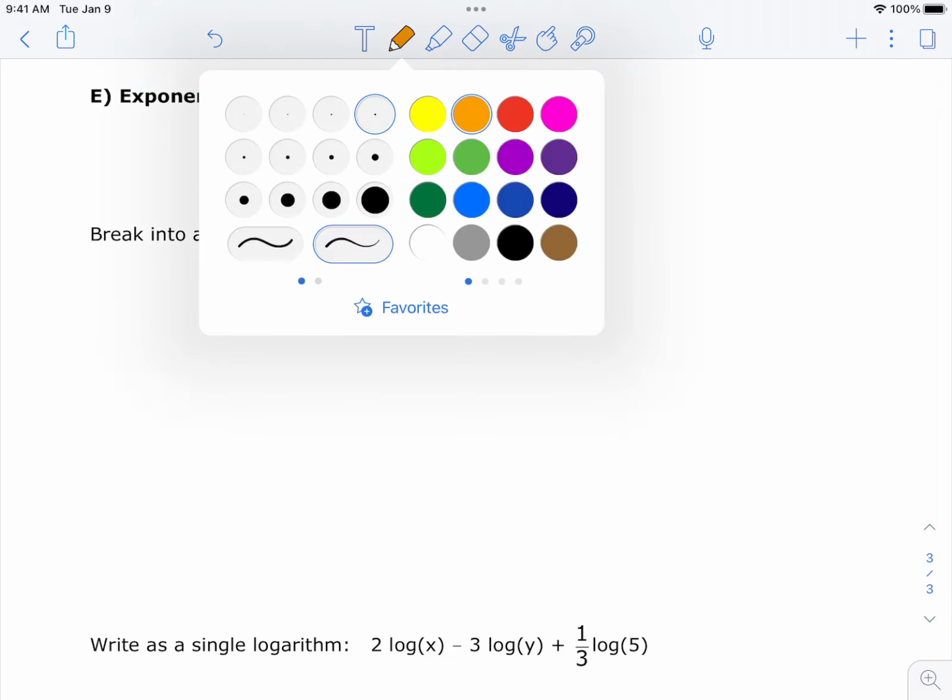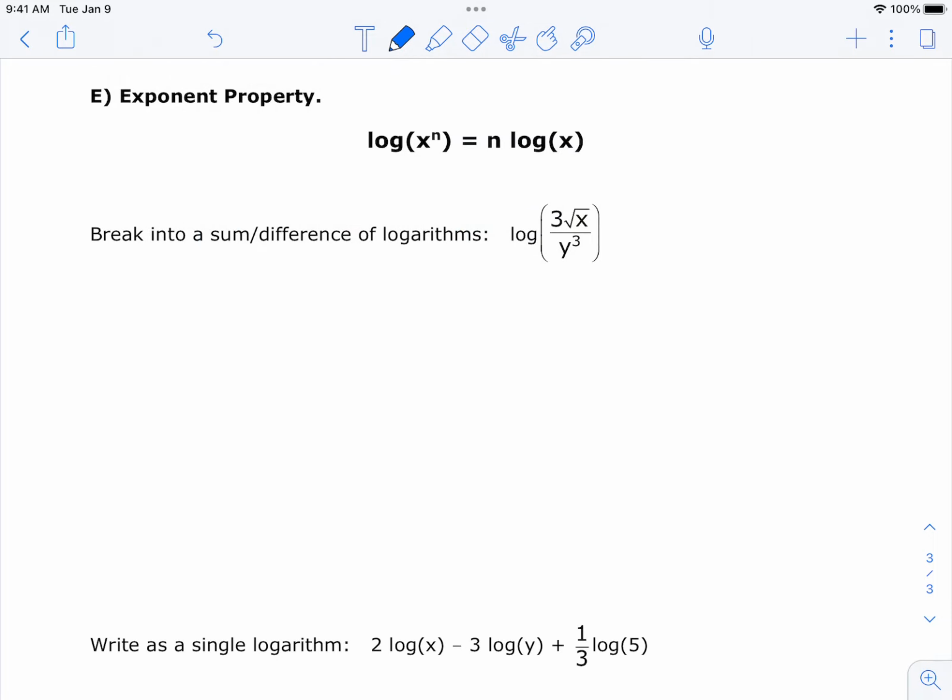I'm calling this one the exponent property because of what's going on here. Notice I've got x to the n power. If you've got x to the n power, this power sort of hops down front and multiplies. And of course you can go in the opposite direction. You could take the n and have it hop up as an exponent, right? So the log of x to the n is the same as n times the log of x.